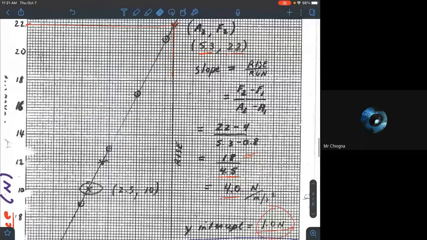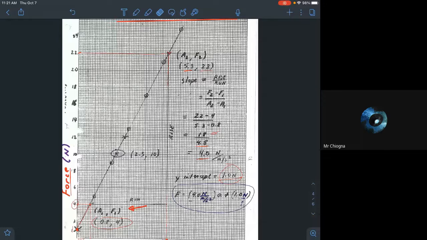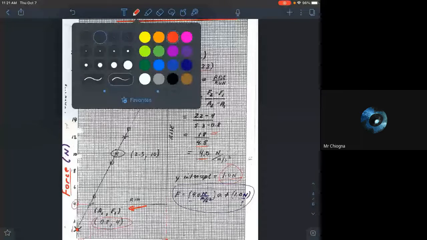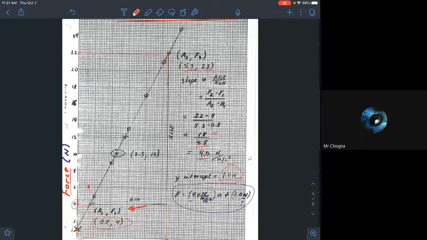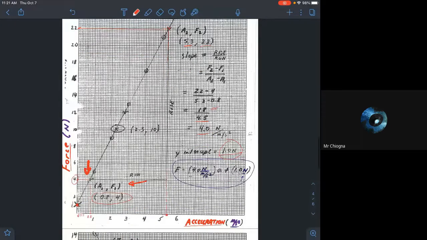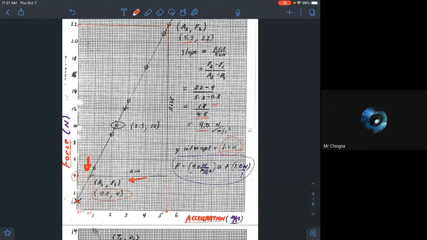Okay, now I chose 2 points. In general, the rule is choose them far apart. So I chose this one here, and this one here. And I found the corresponding values for the acceleration, the horizontal values, and the vertical values.